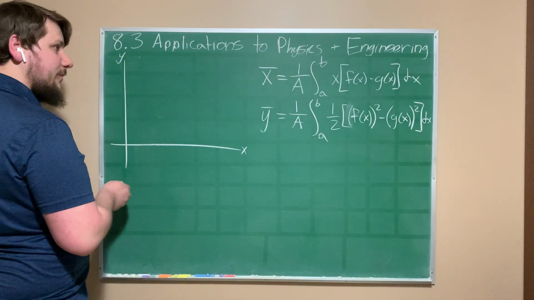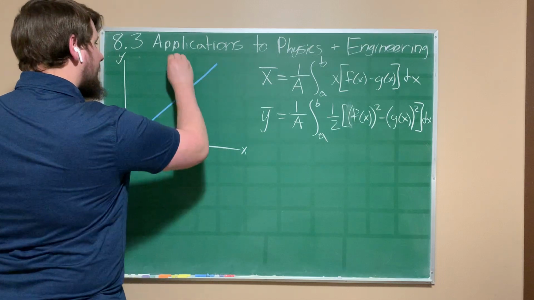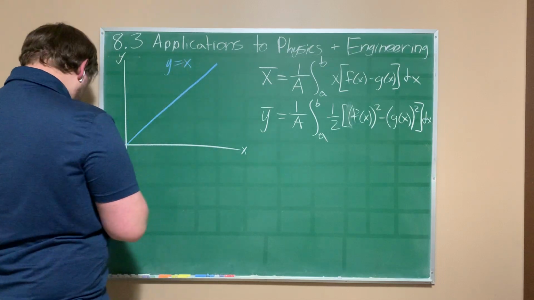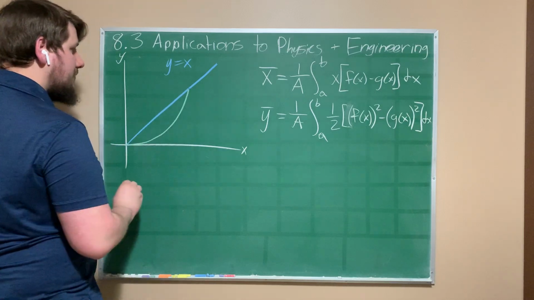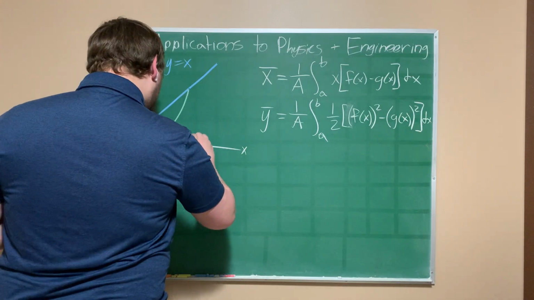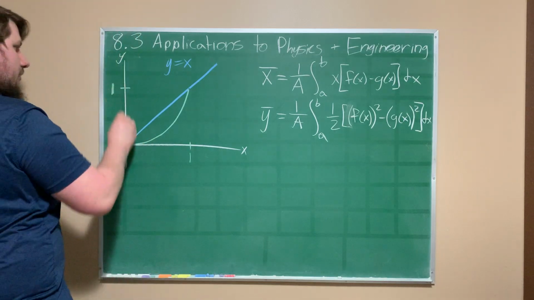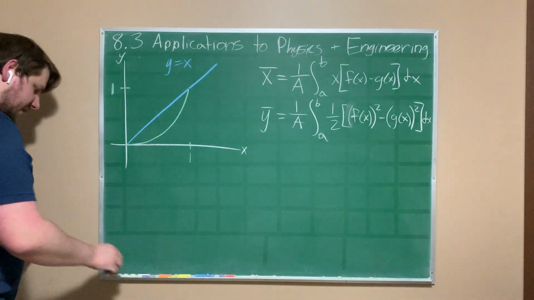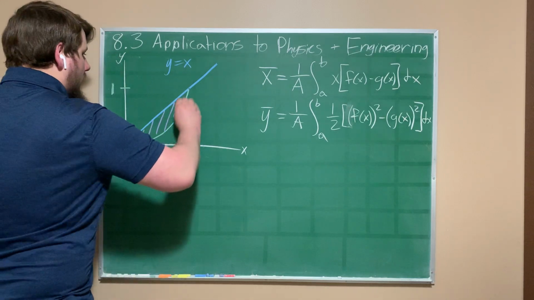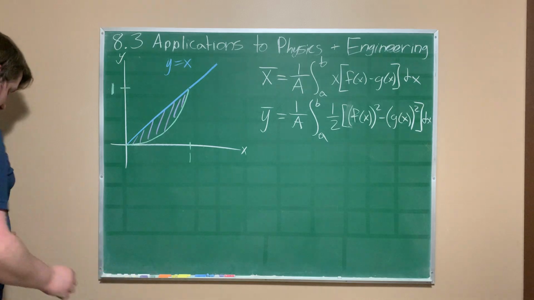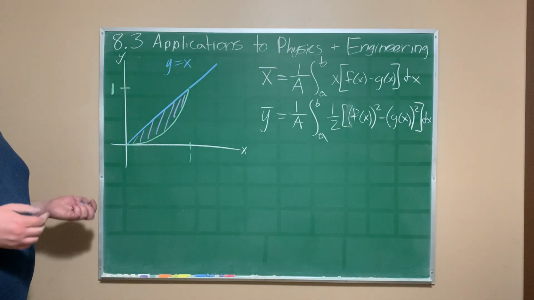All right, so let's remember what these look like. The graph of y equals x is just a line here. And the graph of y equals x squared is a parabola, which goes under and then meets up at the point 1, 1. So there's 1, 1. So we are looking at the area in between these two graphs right here. This little bean pod shape. And we're going to try to find the coordinates of the centroid here.